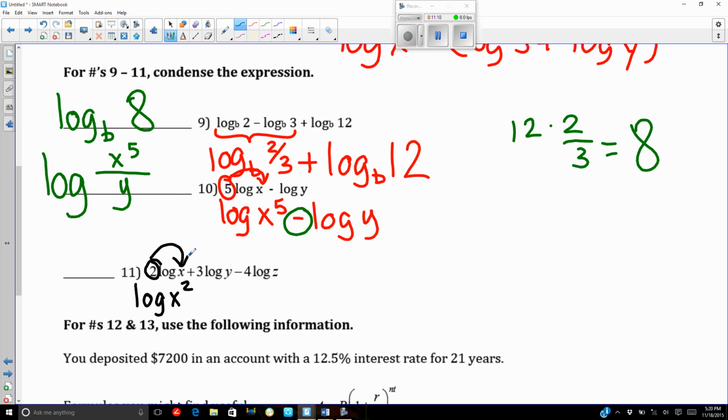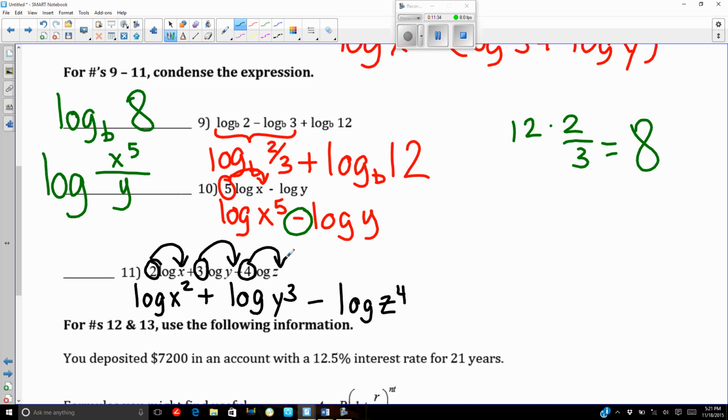3 log y becomes log y to the 3rd. We've got all different variables in this particular problem, so we won't completely be able to combine all of these. And then minus log z to the 4th. So that's our first step.